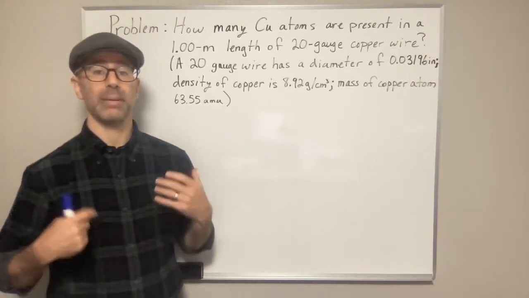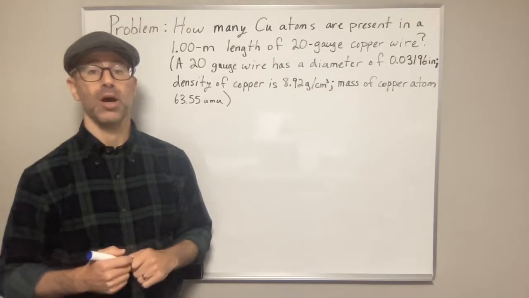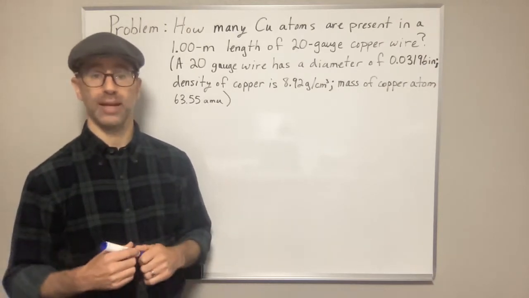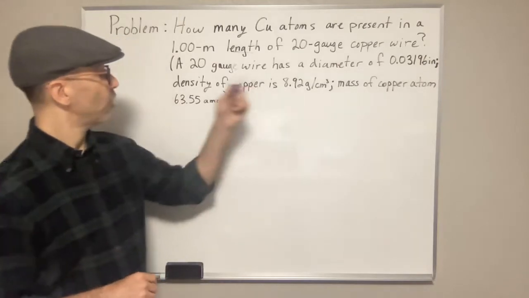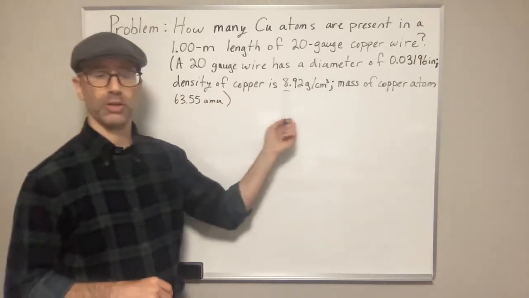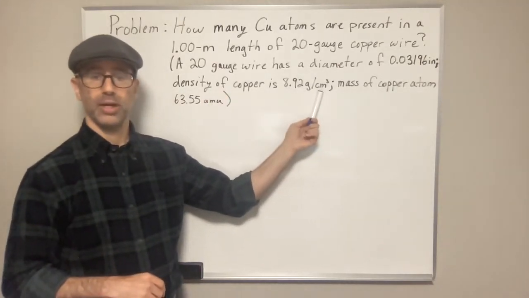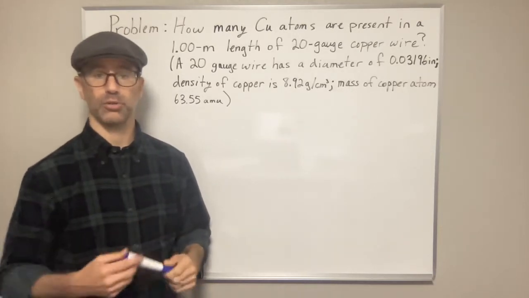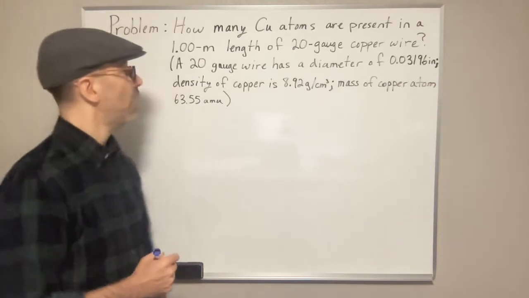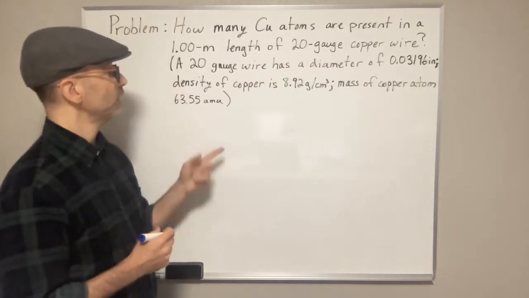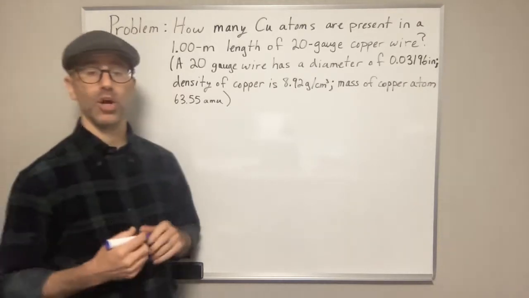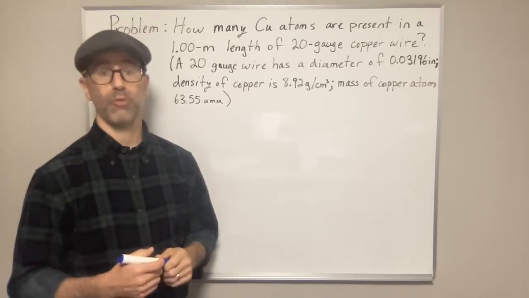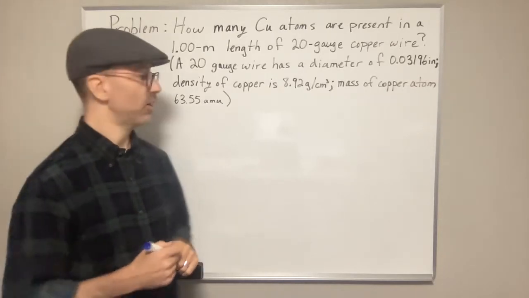But we need to find the mass of the copper wire, which means we're going to have to find the volume first and then use the density that they give us. So they give us the density right here. If we could find the volume, we could use the density to convert that to mass, and then it's all downhill from there. So first things first, we need to know the volume formula for a cylinder.